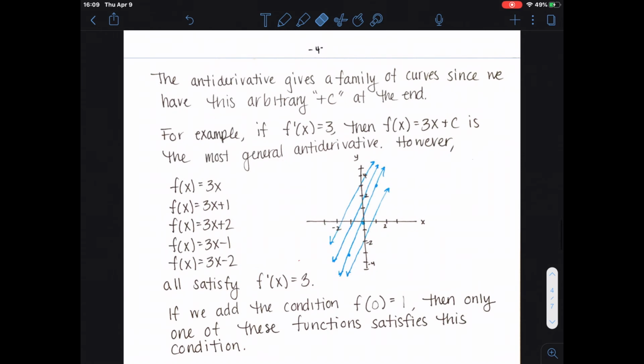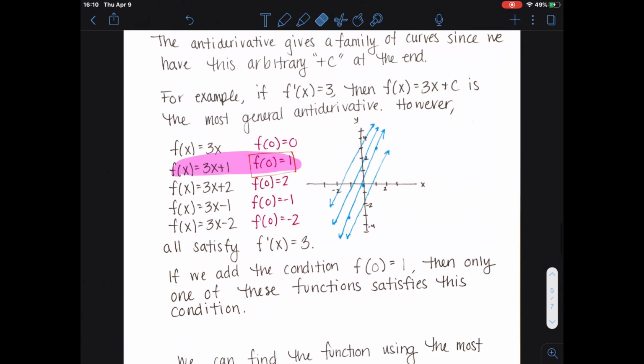But if I now add in an extra condition that f of 0 has to be 1, only one of these functions will go through 0, 1. So if you evaluate all of these at 0, just this function here will satisfy that particular condition. So we only get one solution. F of x has to be 3x plus 1.